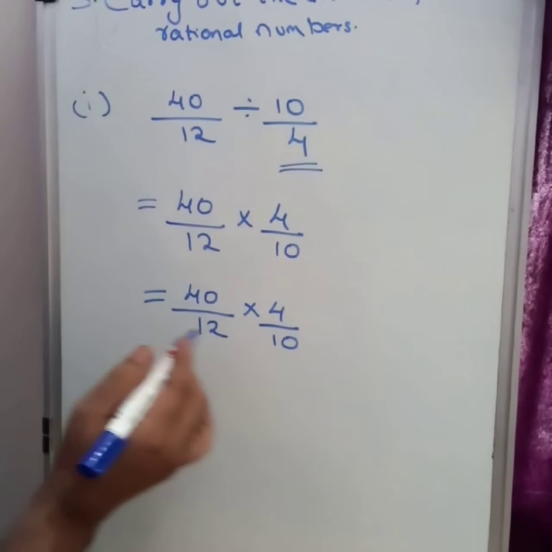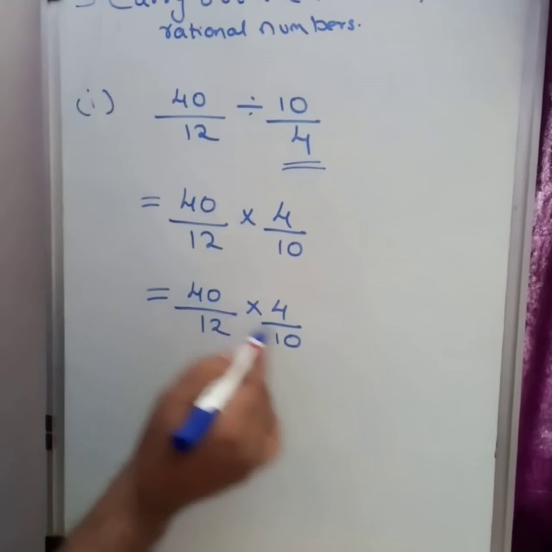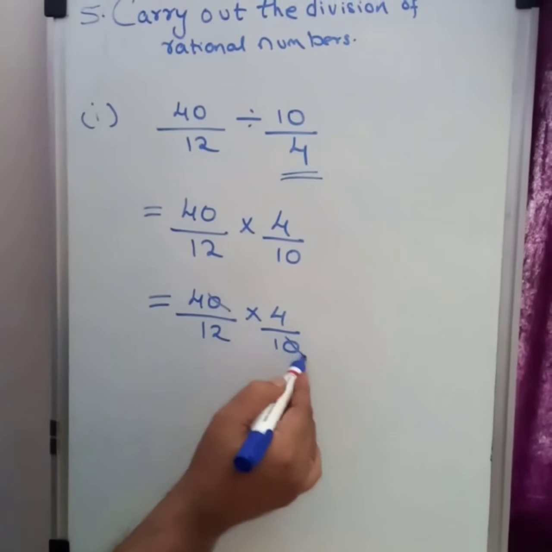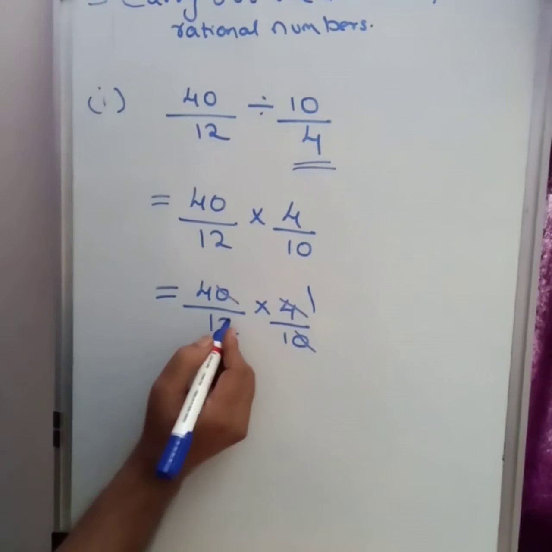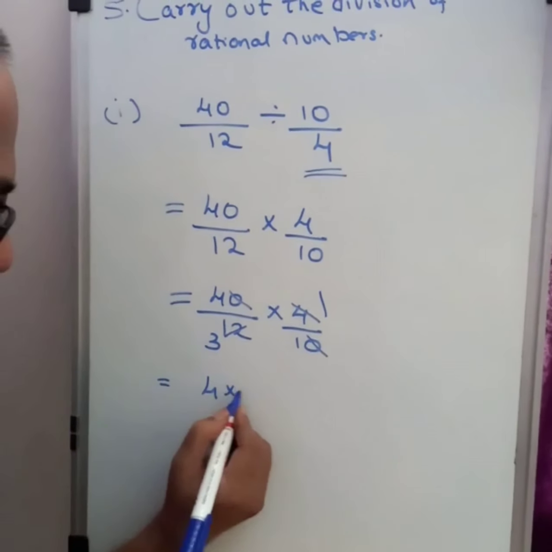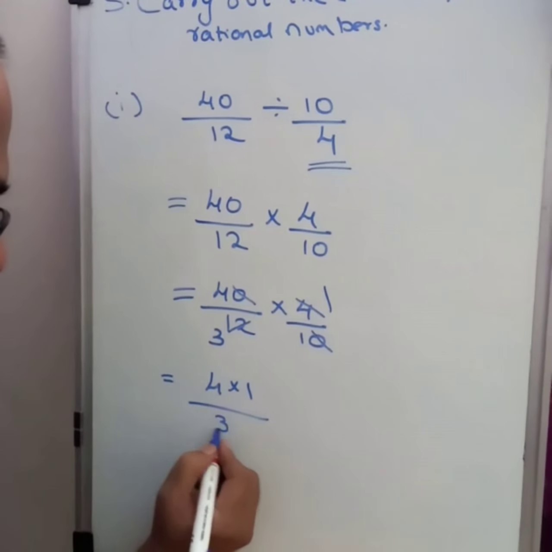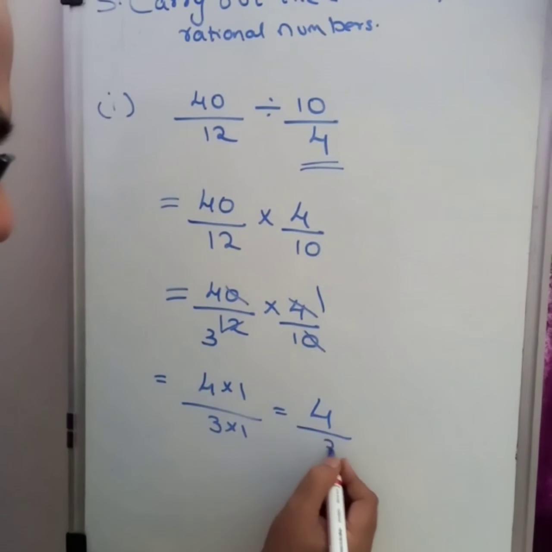In this we do the cross multiplication. We will try to simplify more. So here 40 and 10, 0 cut. And now this 4 upon 12, it goes in the 3's table. 4 threes are 12. So it is 4 into 1, 3 into 1. That comes to 4 upon 3.